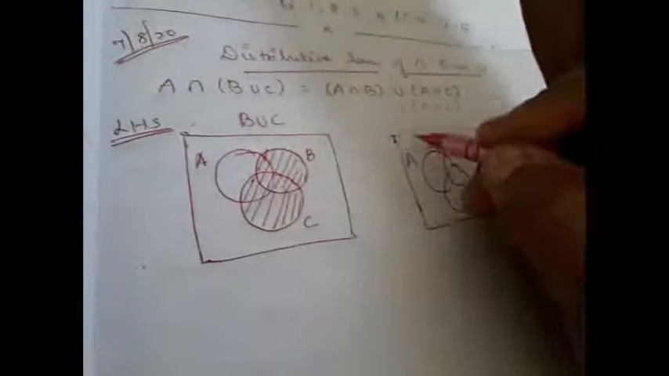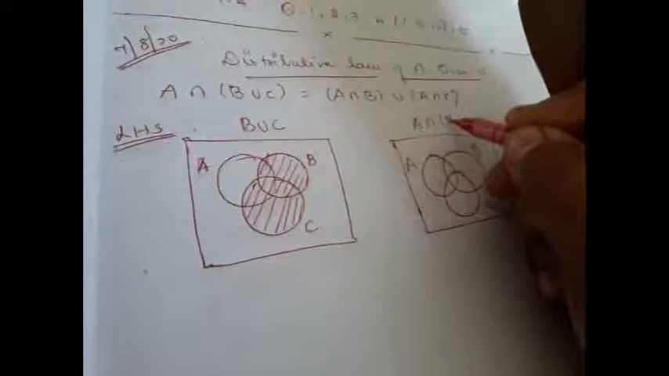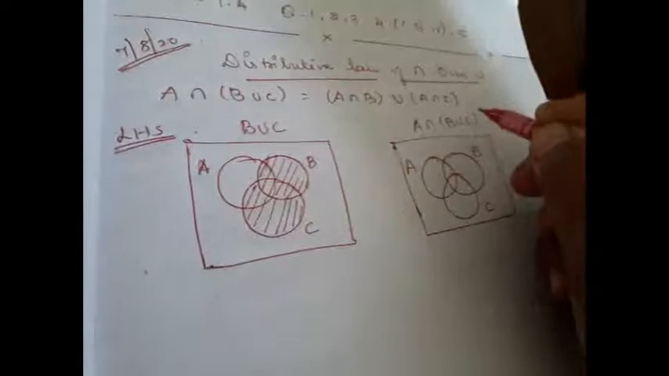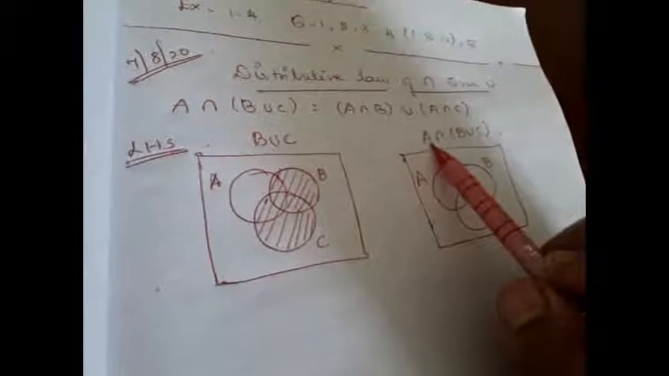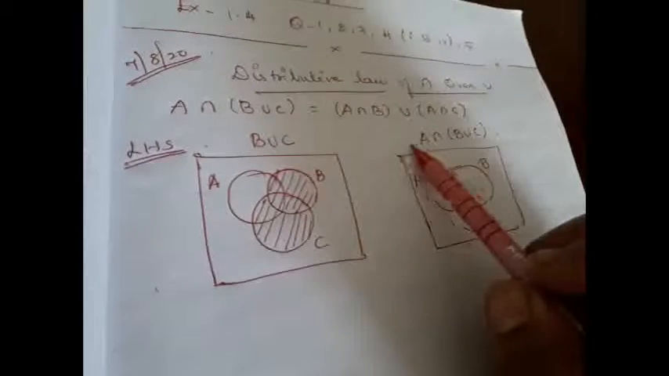So the same way, draw 3 circles. This is A, B, C. Now we are going to find A intersection B union C. In the sense, now we are going to compare B union C with A and we are going to check out which is common in both the sets.